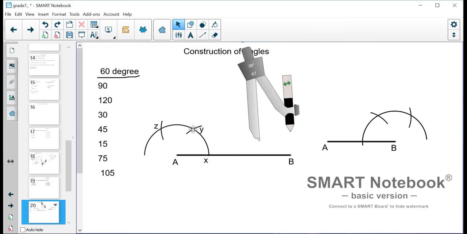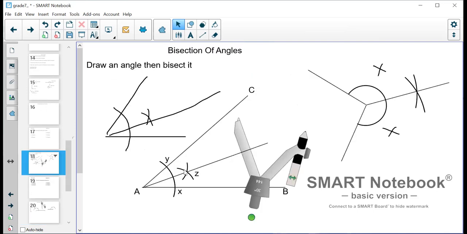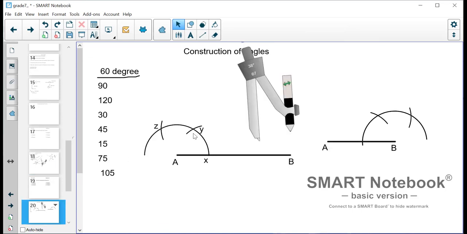Now, from Y, which is 60, we need to find 30 more degrees in order to get 90, because 60 and 30 would give you 90. We know that from Y to Z is 60 degrees, so it means we have to find the center of that 60 degrees. What we looked at just now, where we bisected angles, is what we'll have to do now. We'll have to bisect between Y and Z.